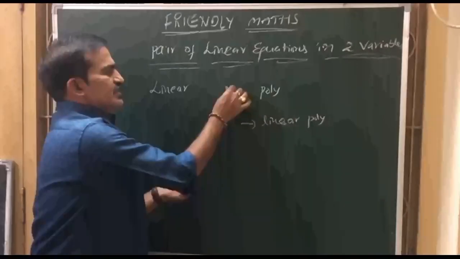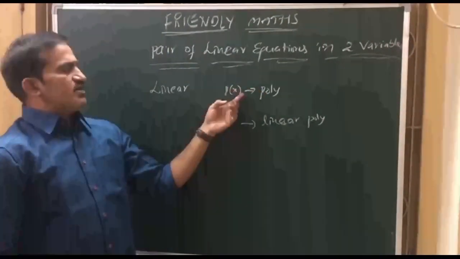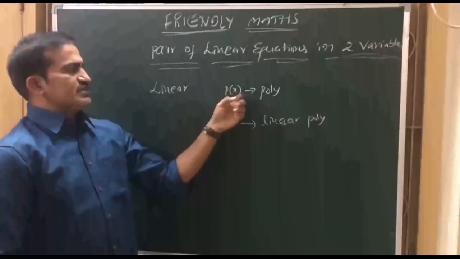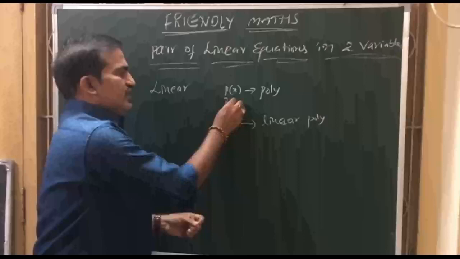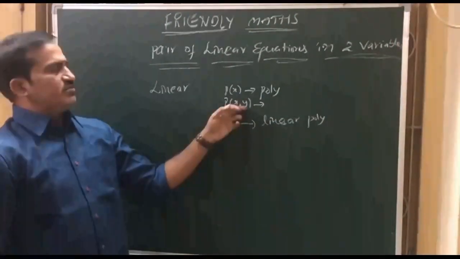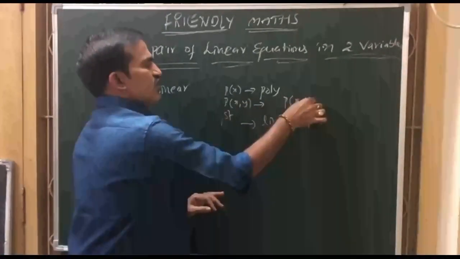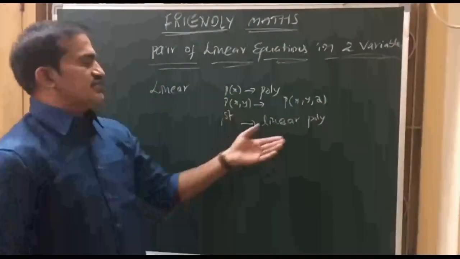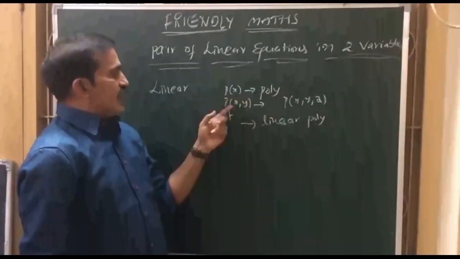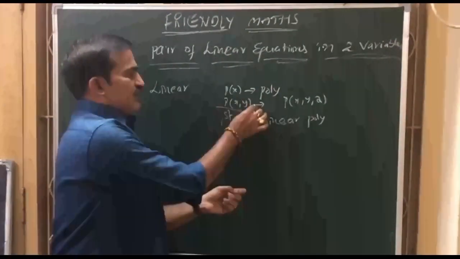P of x is any polynomial, which means a polynomial with one variable x. P of x, y is one more polynomial, which is called a polynomial in two variables x and y, and P of x, y, z is also a polynomial, which contains three variables x, y, z. Now we are discussing linear equation in two variables, like P of x, y.